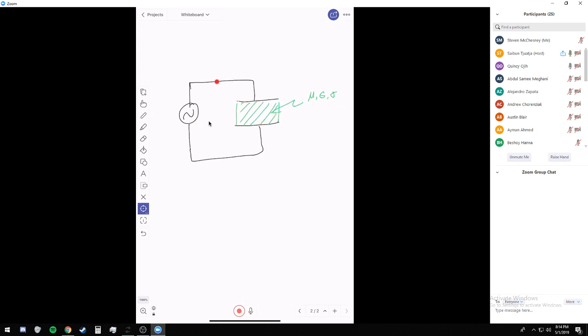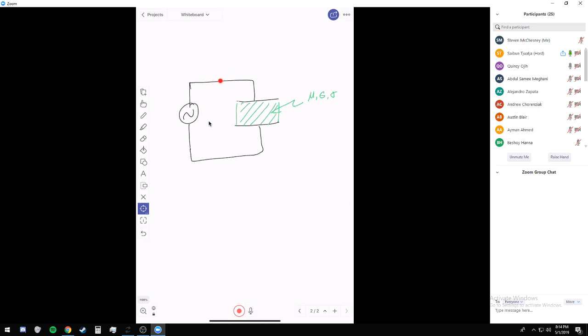Now on the wire, we assume the wire is a perfect conductor. Therefore, sigma is basically approaching infinity. Therefore, on the wire, electric field cannot exist. Inside the wire there won't be any displacement current because E is equal to 0, therefore D is also equal to 0. So the only current flowing through the wire is purely conduction current.